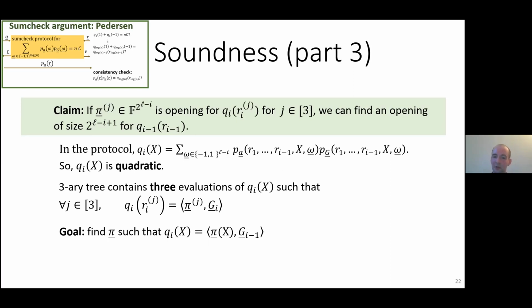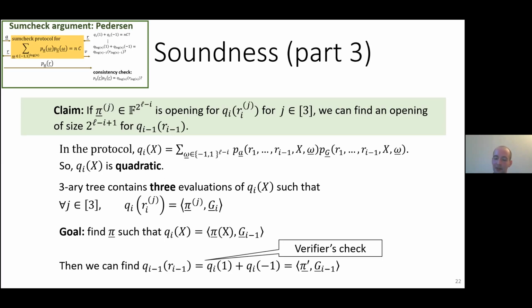And our first goal is going to be to use these openings of evaluations of the polynomial to find openings of coefficients of the ith sumcheck polynomial. And then if we have openings of all the coefficients of the sumcheck polynomial, then using some equations that we know as part of the sumcheck protocol, we can move towards an opening of the next polynomial up in the tree. This is going to be guaranteed by some of the checks that the verifier does. And every time we do this, we're going to be dealing with a slightly different commitment key, which has double the length.